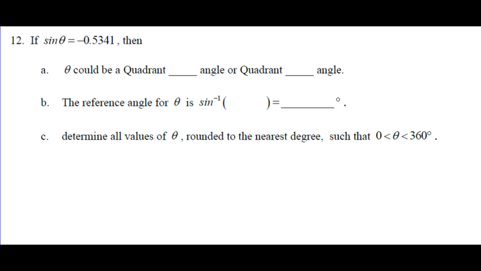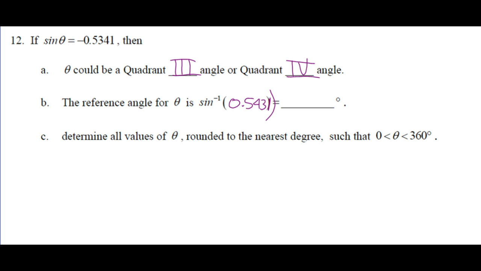If sine theta is negative, which quadrant could it be in? Could be quadrant 3 or 4. The reference angle for theta is the inverse sine of what number? If you're given a negative ratio, and the ratio we had before was like 5 over 8, this ratio is already worked out, 0.5431. If sine theta is negative, then it could be quadrant 3 or it could be quadrant 4.